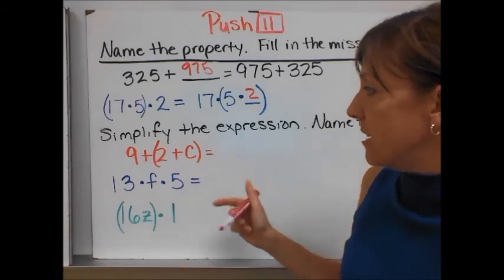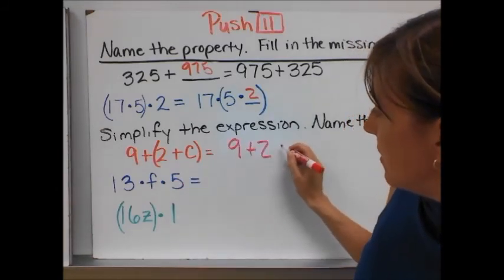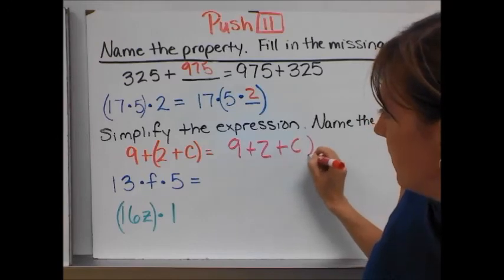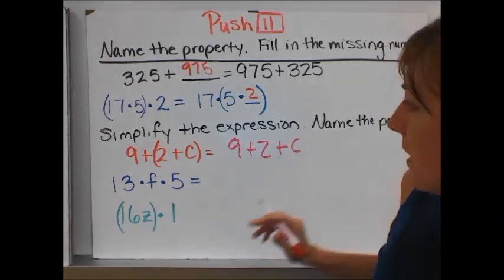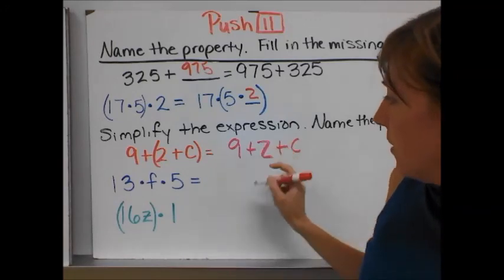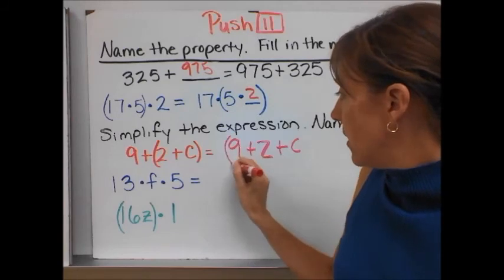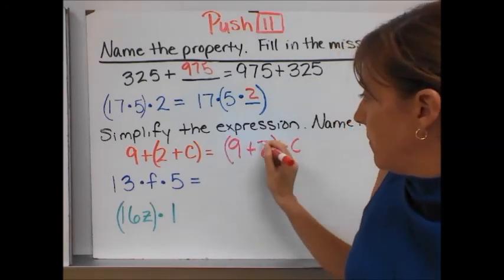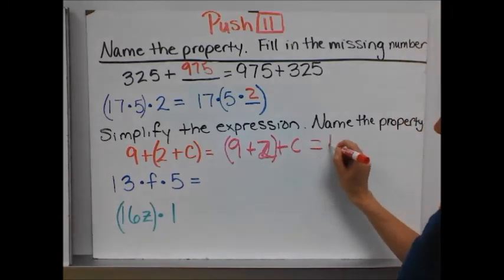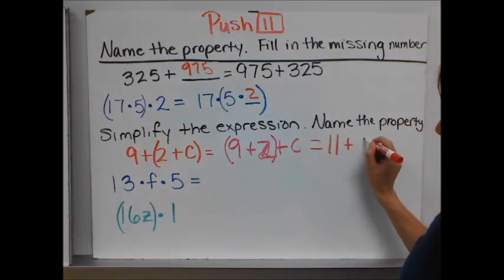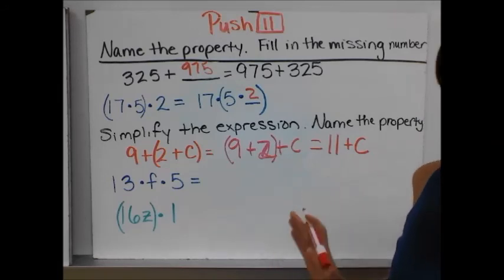All right, simplify the expression and name the property. 9 plus 2 plus c. Well, we're going to change the grouping here. And again, this is associative property. Because I'm going to change the grouping from being around 2 and c to around 9 and 2. And that's going to give me 11 plus c. And that's as far as I can simplify this, because c is a variable and I don't know what it stands for.